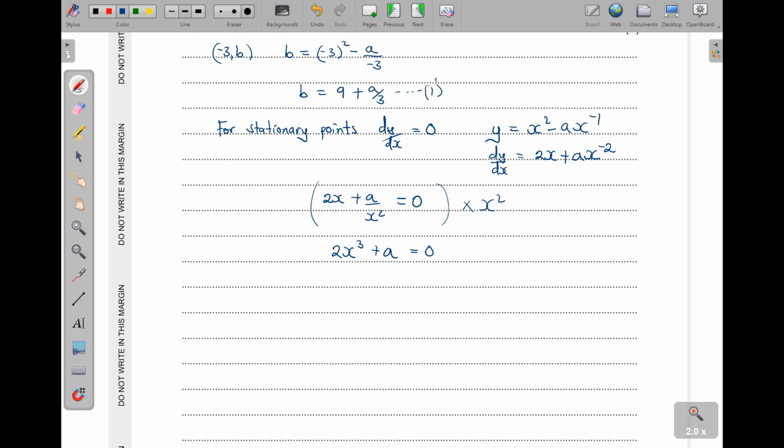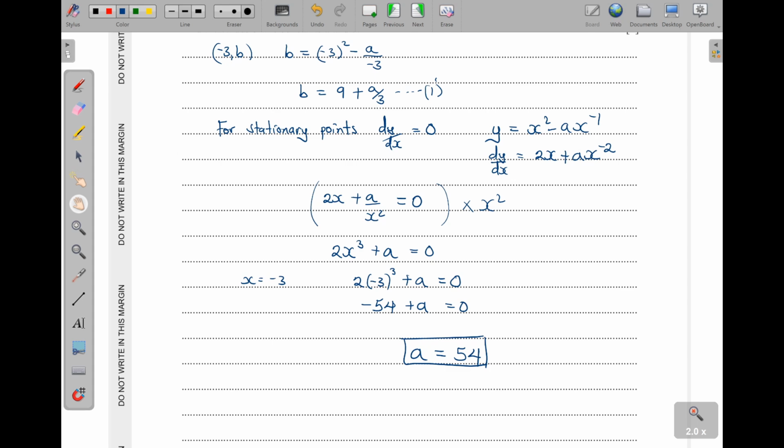Okay, and since this one is a stationary point, already we have the x coordinate. The x coordinate is negative 3. So I can substitute here negative 3, then cubed plus a is equal to 0. An odd power of a negative is always a negative. 3 cubed is 27, so 27 times 2, that will be 54. So we shall have negative 54 plus a, which is equal to 0. Therefore, our a is going to be equal to 54.